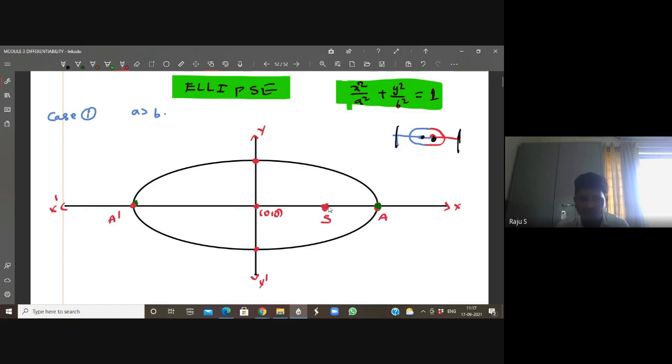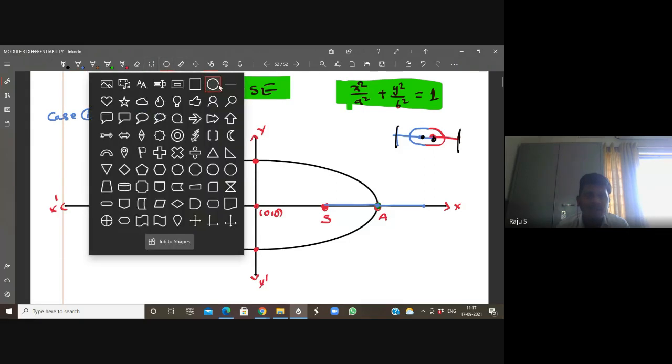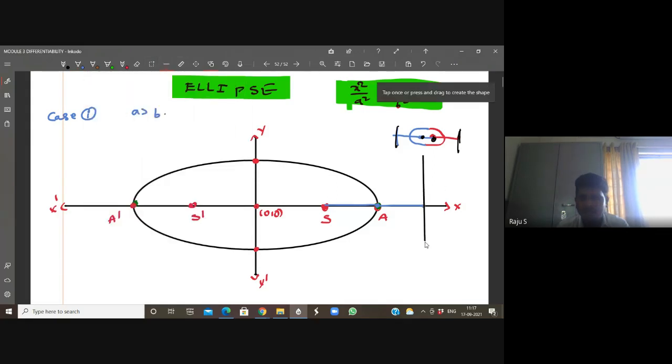If it is focus S here, in the same way S dash. The distance from the vertex to the focus, whatever the distance is there, the same distance we can take for the directrix. That is a fixed point, you have to remember that. In the same way, on the left side also, whatever the distance from the vertex to the focus, the same distance we can take for the directrix.